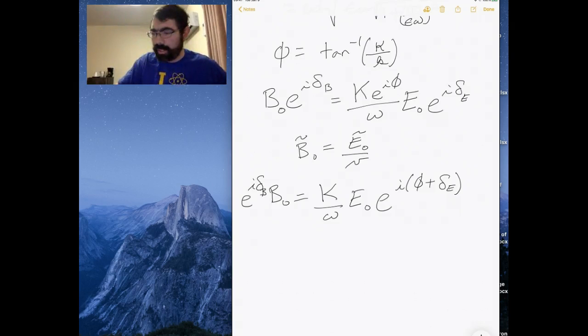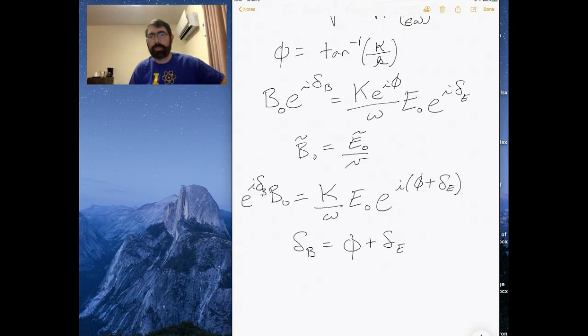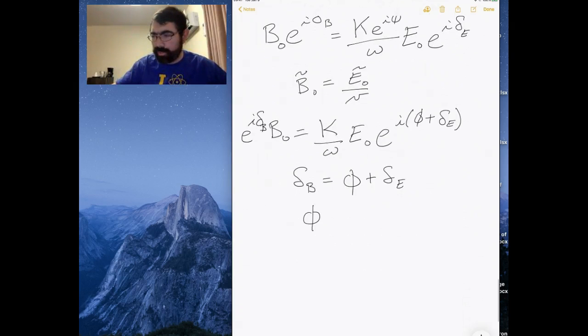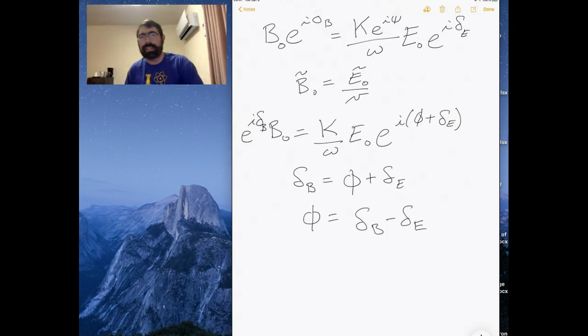So that means that the complex part of the B field's amplitude is related to the electric field's components. And so what you get is that this phase in the wave number is related to the complex part of the magnetic and electric fields.